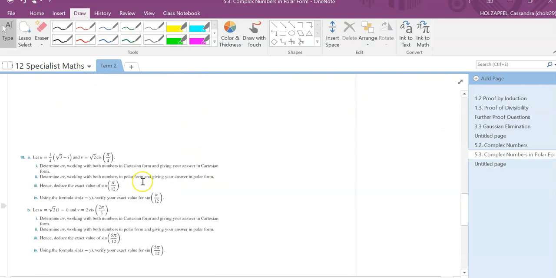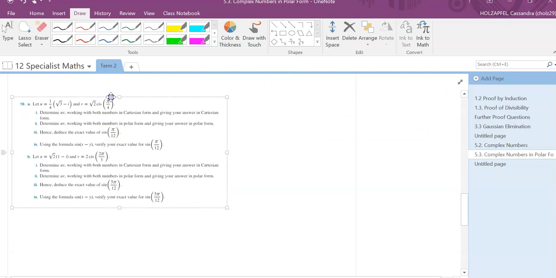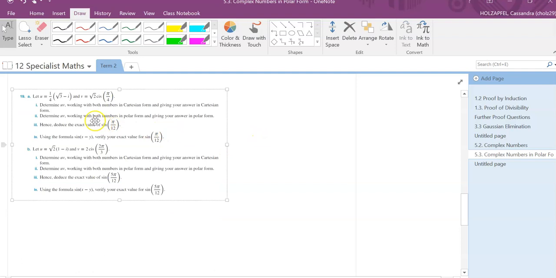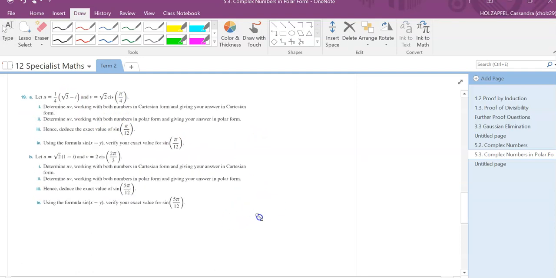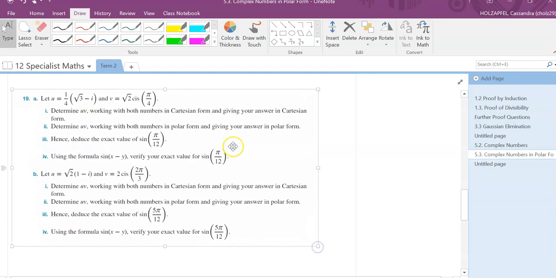Okay, so the other question that someone asked me about was question 19. So let's have a look here. I'm just going to make this a little bigger. I might start off with question 19a and then we'll move into question 19b. So we've got two complex numbers here. Determine what happens when we multiply those two complex numbers, working with both numbers in Cartesian form. So I'm just quickly going to write these in Cartesian form, and I showed you how to do this in the last video using the graphics calculator. So I'm just going to pop those two up there.